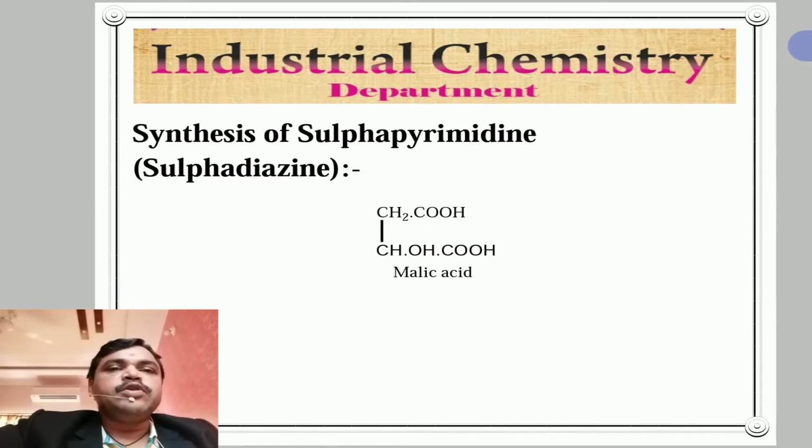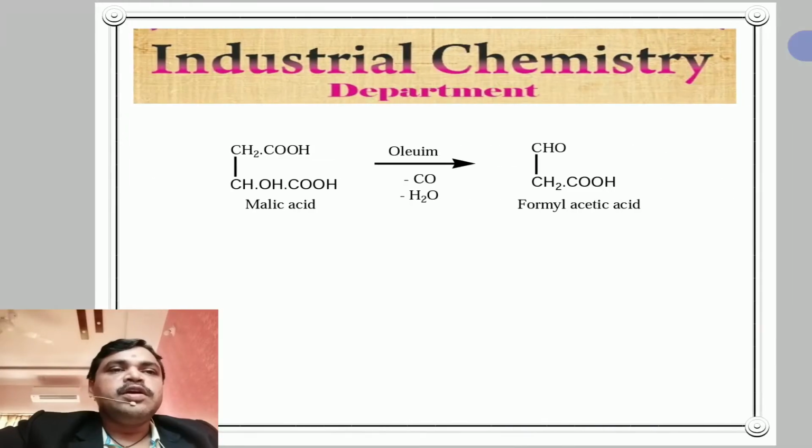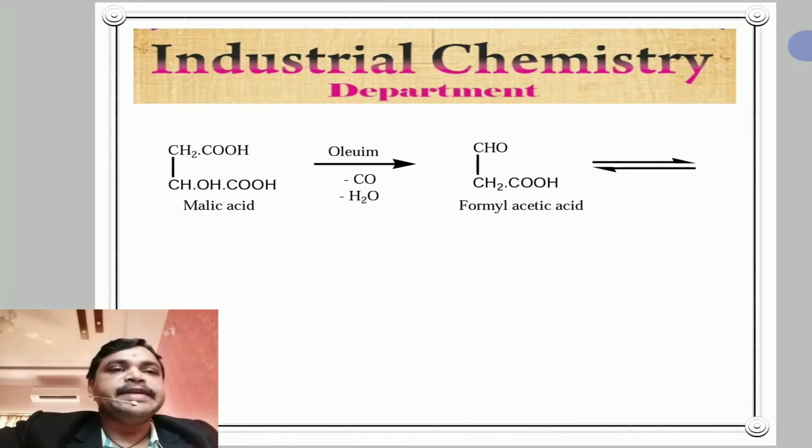Sulfapyrimidine is also known as sulfadiazine. It is synthesized from malic acid. Here the structure is malic acid. Malic acid is treated with oleum, and we get formyl acetic acid. Reaction of malic acid and oleum gives formyl acetic acid.